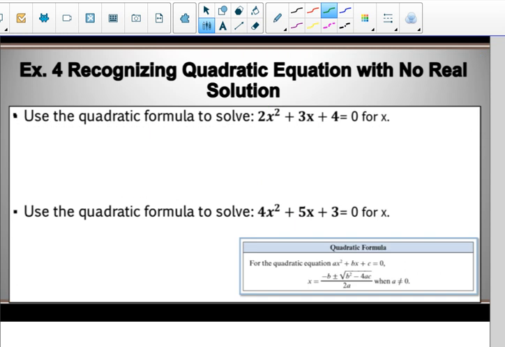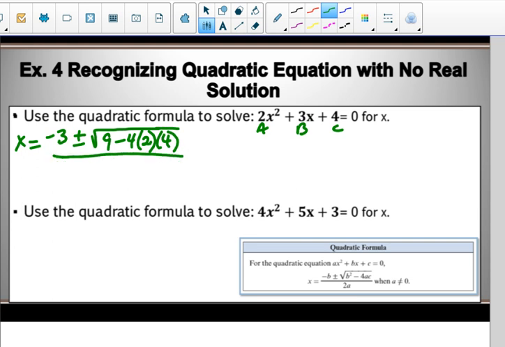And example 4, recognizing the quadratic equation with no real solution. That means you cannot get any value for x. And we're going to try to find out why. So if I put this as A, this is B and C, plug into our formula. So the opposite of 3 is a -3 plus or minus the square root of B squared, which is 9, minus 4 times 2 times 4 divided by 2 times 2.